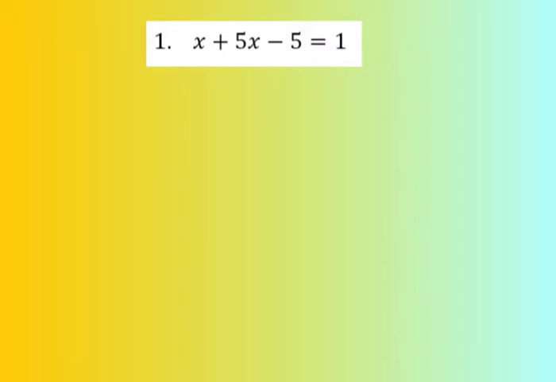So for number 1, I want to look at step number 1. Now step number 1 is to simplify each side. So to do that, I need to combine x and 5x. So even though there's not a 1 written there, if there's no coefficient, then the coefficient is 1. So 1x plus 5x is 6x. So I get 6x minus 5 is equal to 1.